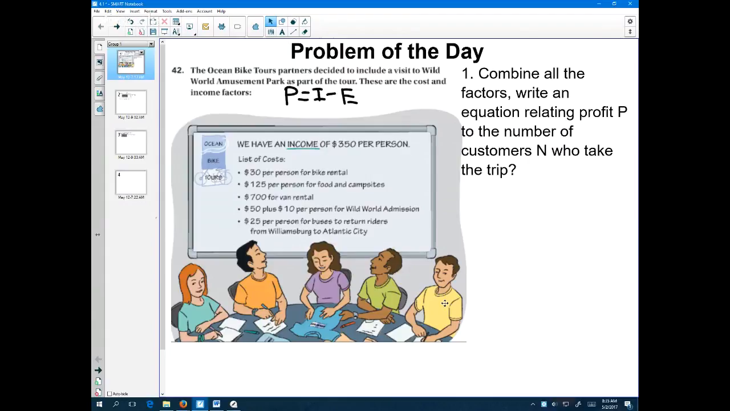All you guys really have to do is figure out what's the income, what's the expense, and write the equation. You're not solving anything. No, you're not. You're writing an equation. A calculator is not going to help you write an equation. Is this right? You have to have all these in there. In one equation? Yeah.